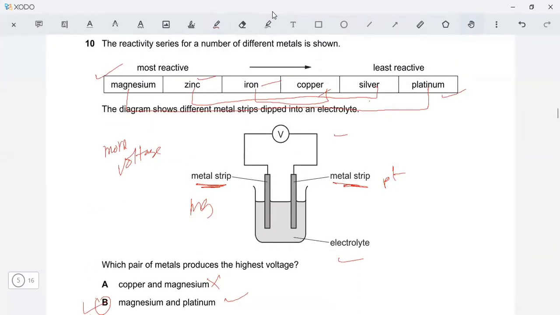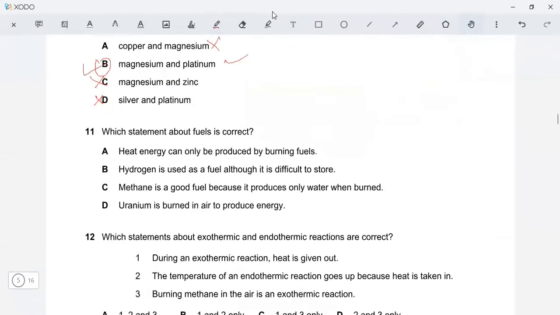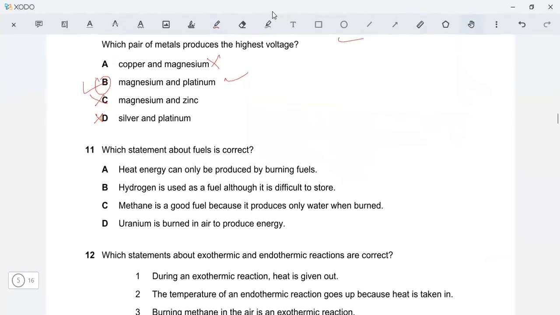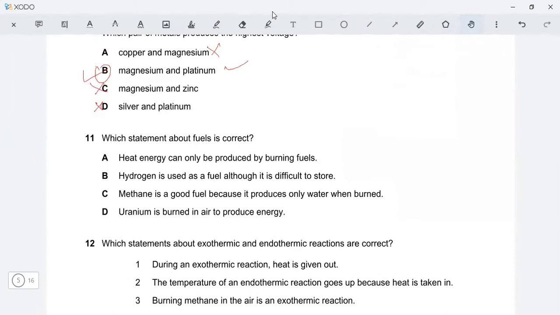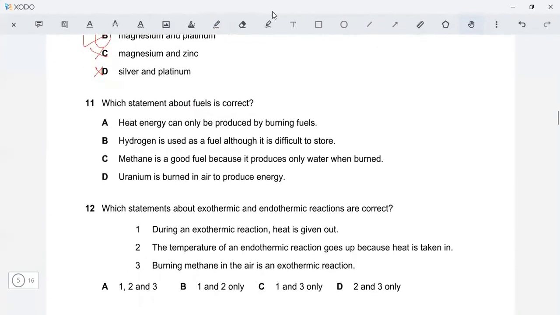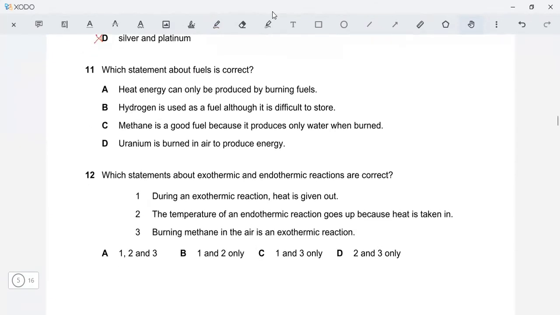The reactivity difference is more. Okay, if the reactivity difference is more, then there is more electricity; less difference, less electricity. Clear? So the answer is magnesium and platinum, option B. Now come to 11. Which statement about fuel is correct?